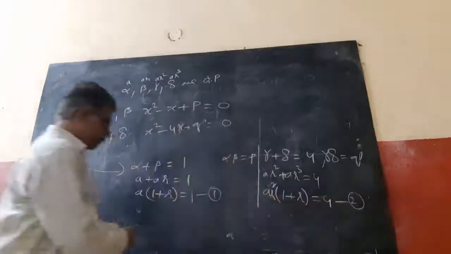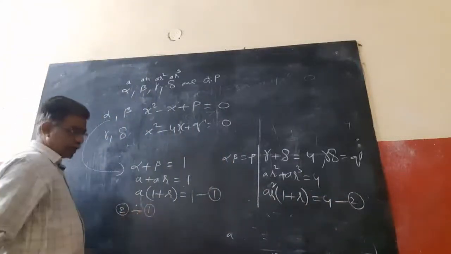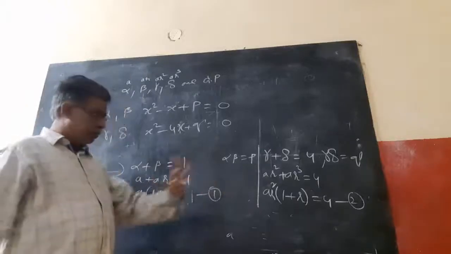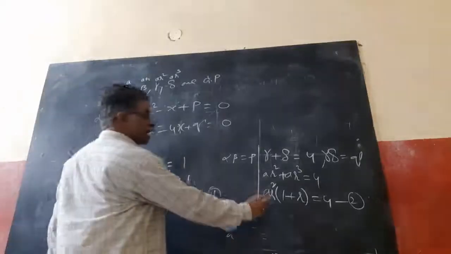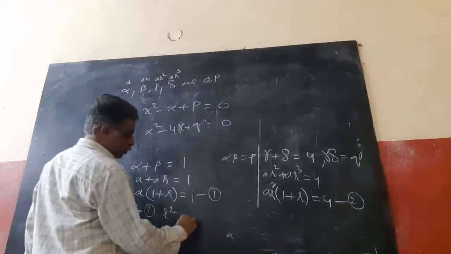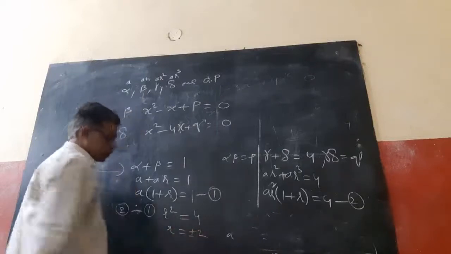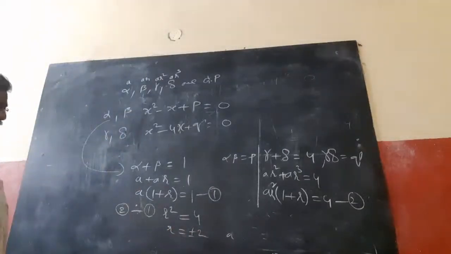If I divide 2 by 1, what do I get? A gets cancelled, 1 plus R gets cancelled, left out is R square equal to 4 by 1, 4. Then R equal to plus or minus 2.